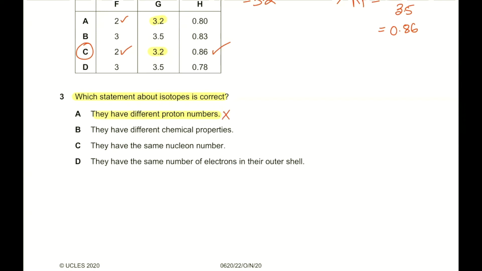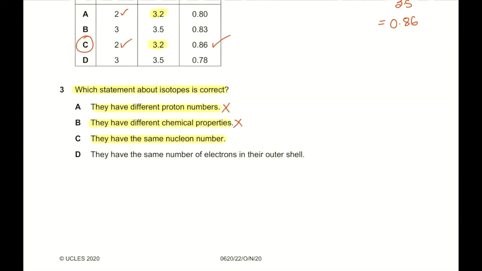Then moving to part B, they have different chemical properties. We know that isotopes have a similar number of electrons in their outer shell as their original atom, and thereby they have similar chemical properties. So that is also wrong. They have the same nucleon number. Guys, isotopes have different nucleon or mass numbers. So this statement is also wrong.